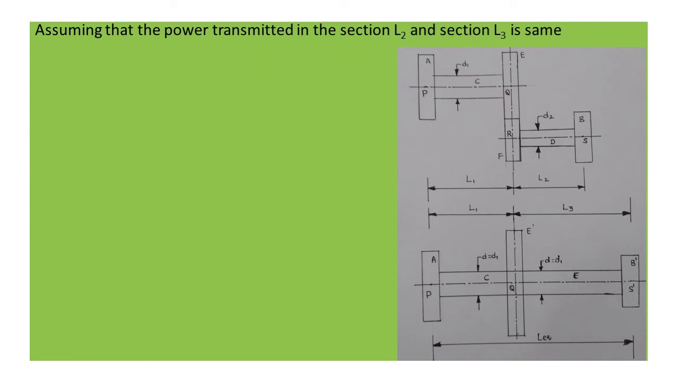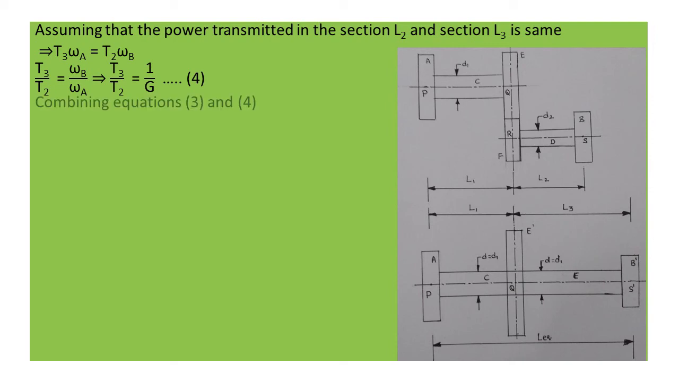Assuming that the power transmitted in section L2 and section L3 is the same, it implies T3 omega A equals T2 omega B. T3 by T2 equals omega B by omega A. It implies T3 by T2 equals 1 by G, where G is the gear ratio. Let us say this is equation 4. Combining equations 3 and 4, T3 by T2 equals theta 2 by theta 3 equals 1 by G. Let us say this is equation 5.